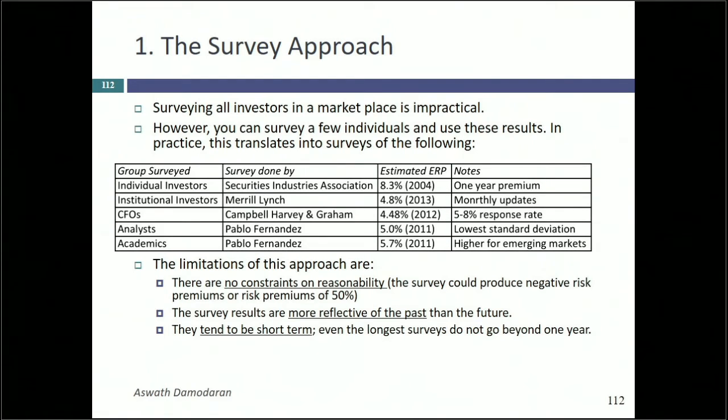That number is very sticky, doesn't change very much. Why? Most CFOs are old accountants, and accountants just don't like to change things very much. So basically, they just stay around the same number. It takes a lot for them to move.